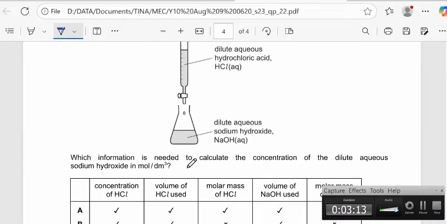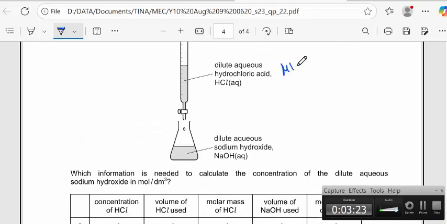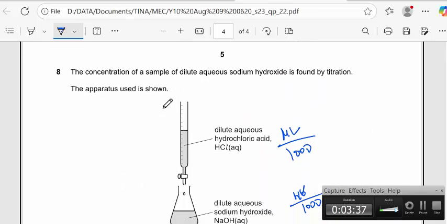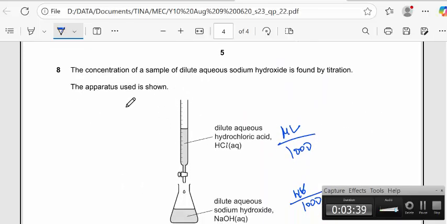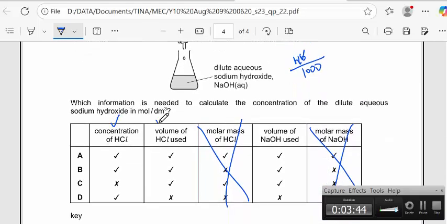Titration. Remember, in titration here I calculate MV over 1000, here I calculate MV over 1000. So I only need MV over 1000. No need to use molar mass. The concentration of a sample, the dilute reaction, the parameters are showing. So you only need concentration, volume, and volume. So the answer is E.